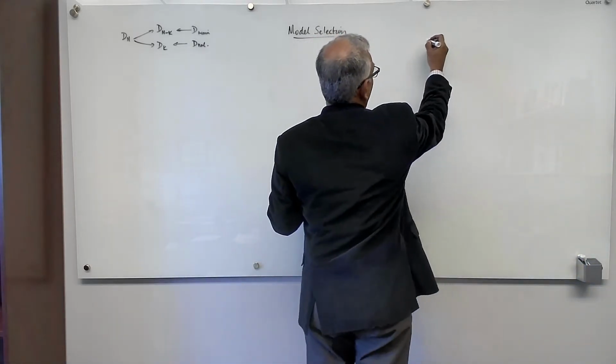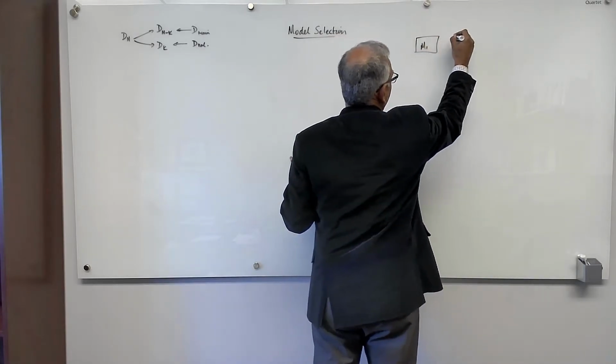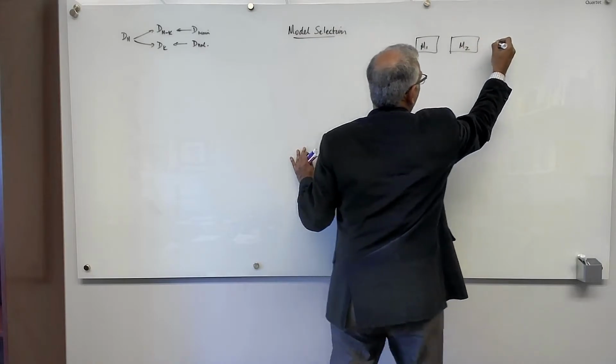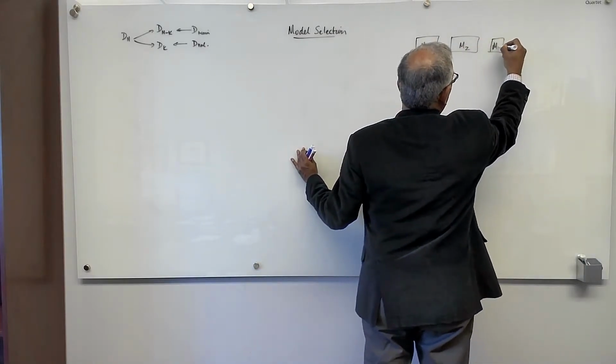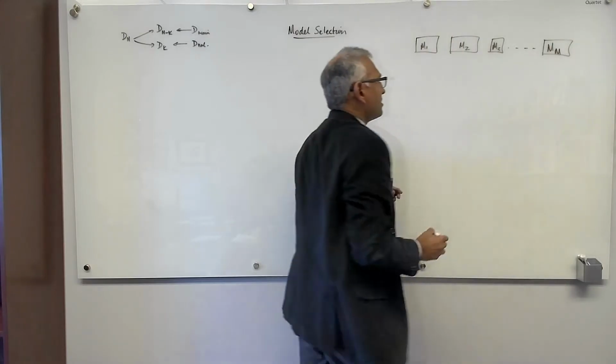So imagine that I have model 1, model 2, model 3, up to model big M.